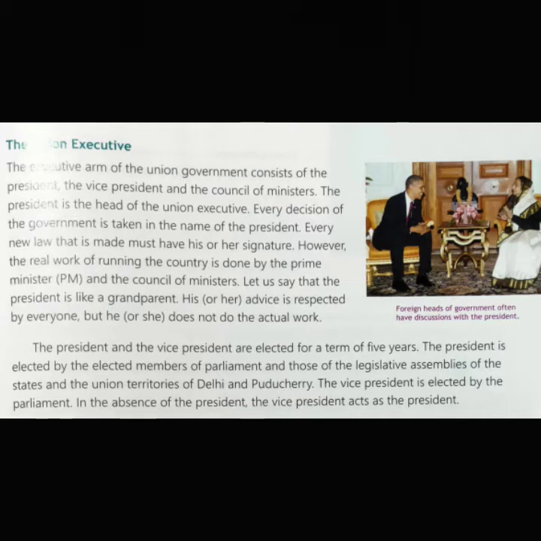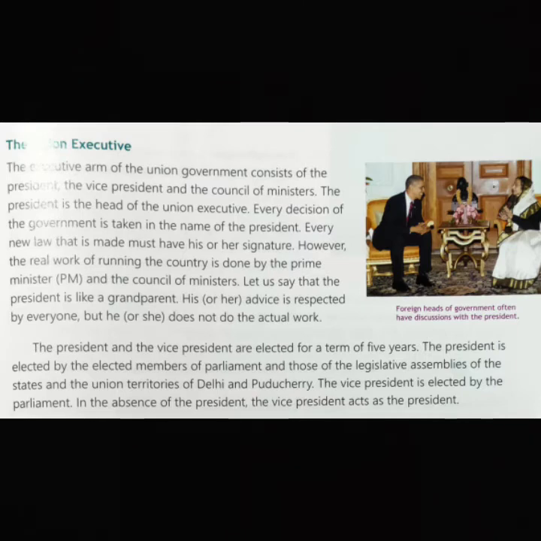The president and the vice president are elected for a term of 5 years. The president is elected by the elected members of the parliament and those of the legislative assemblies of the states and the union territories of Delhi and Puducherry. The vice president is elected by the parliament. In the absence of the president, the vice president acts as the president. Did you get it? The main function of the executive is to carry out laws passed by the legislature.